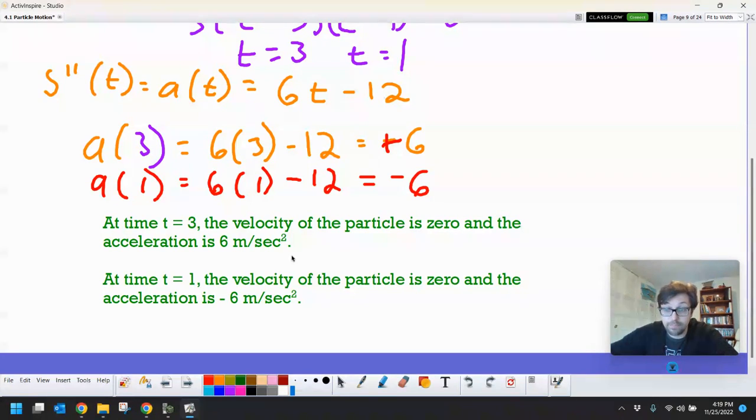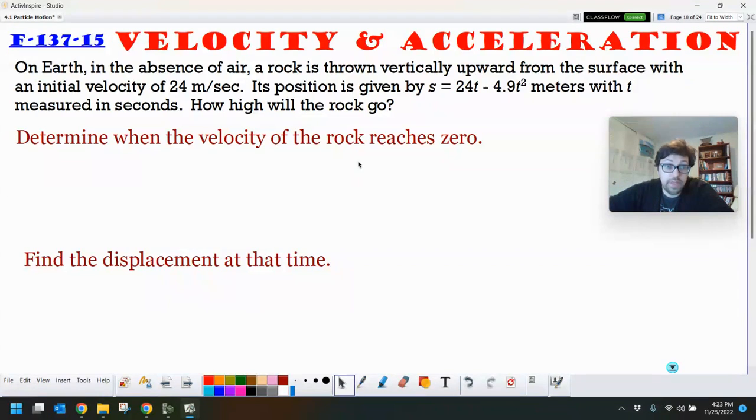In this example, on Earth, in the absence of air, a rock is thrown vertically upward from the surface with an initial velocity of 24 meters per second. And then we got a position function. We want to know how high the rock is going to go.